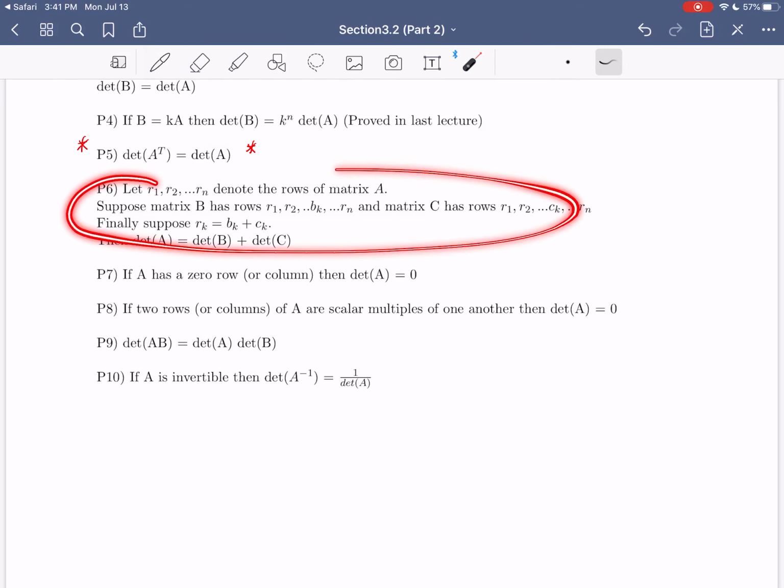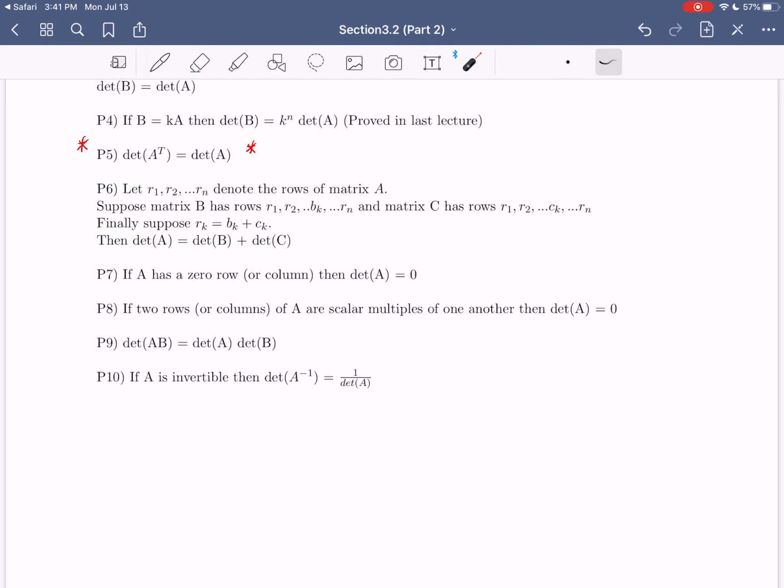P6 is a very weird property, so I'm going to talk about it a little bit, give you guys a quick example of it, and it turns out that this is mostly an important property for proving some other properties, but we should talk about it. This says, okay, let's let row 1, R1, R2, Rn denote the rows of a matrix A. So each of these are the rows of a matrix.